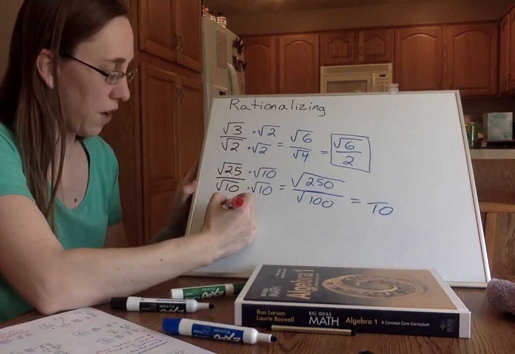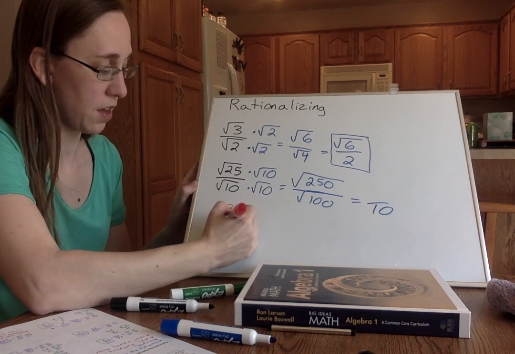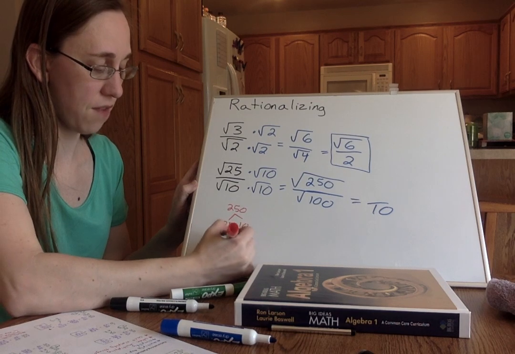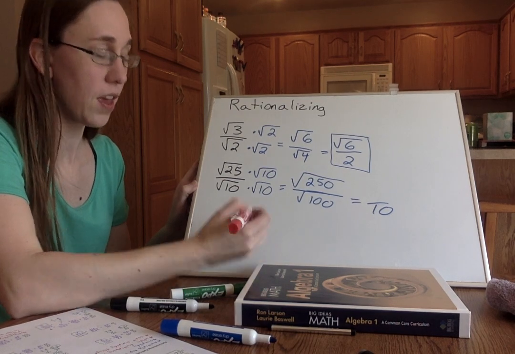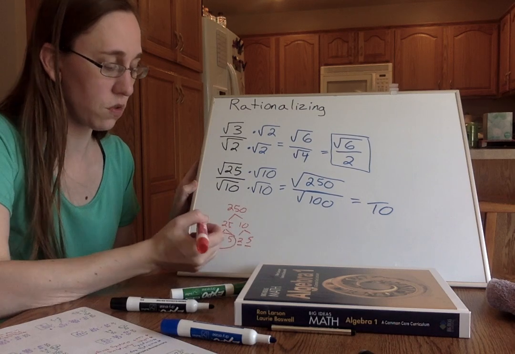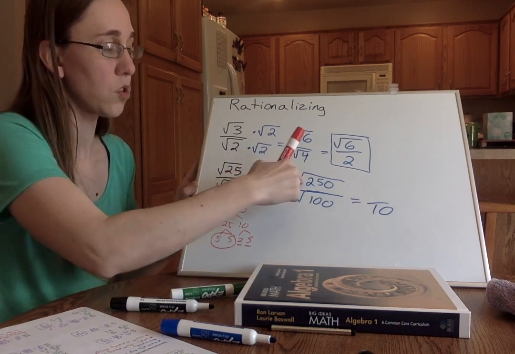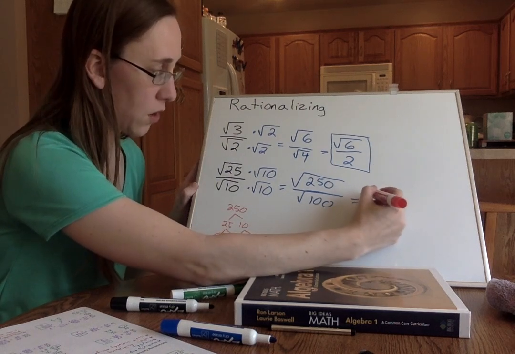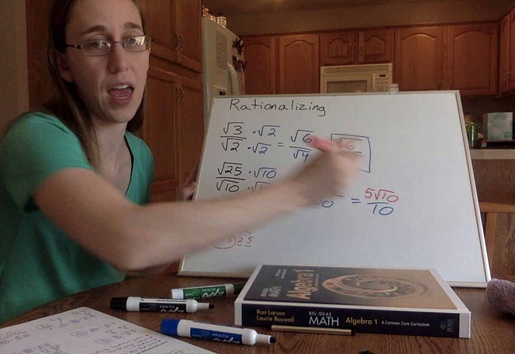So I'll just do a little factor tree over here. 250, that's 25 and 10. 25 is 5 and 5. 10 is 2 and 5. It's a square root. I need 2 of a kind. So I have those 5s, and I have a 2 and a 5 left over. So the square root of 250 simplified, like we were doing earlier, to 5 square root of 10.